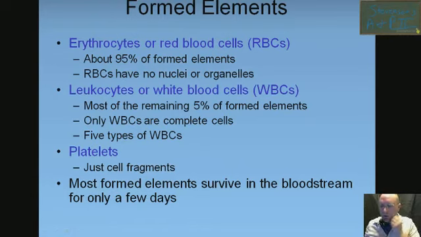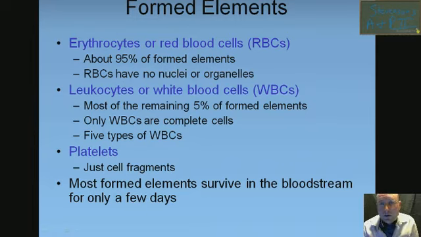Okay, so we were talking about formed elements. We'll talk about leukocytes next. Leukocytes are the white blood cells, which make up most of the rest of the formed elements of blood. They're very important because they help fight infection, and they are the only complete cell of the blood. They have a nucleus, and they have multiple organelles inside them.